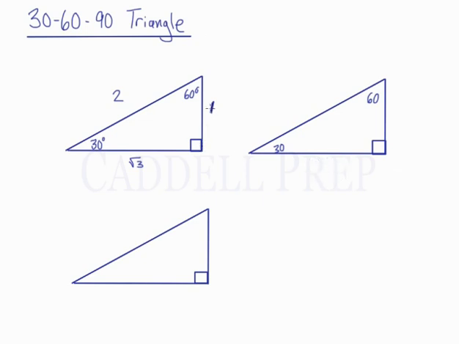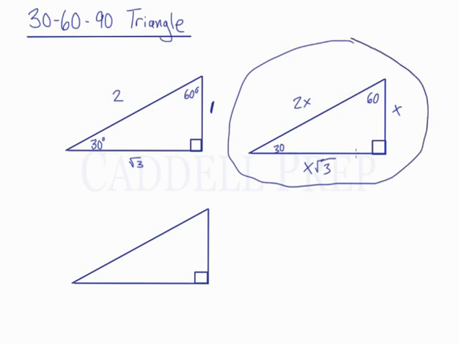Or simply, this side could just be multiplied by any number, so multiply it by x, we'll just get 1x, or x. This side would be multiplied by x, would be 2x, and this would be x radical 3. This is going to be very important in 30, 60, 90 triangles. So by knowing this, we could find out any of the sides if we're given one of the sides.